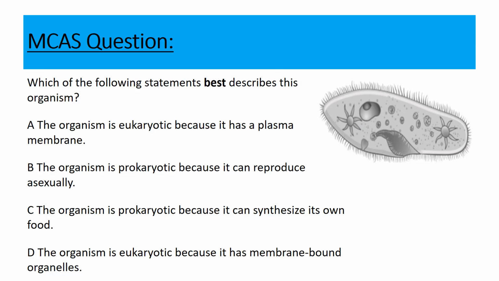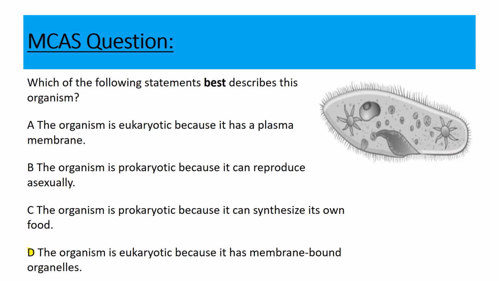Let's look at a few MCAS questions. Which of the following statements best describes this organism? A, the organism is eukaryotic because it has a plasma membrane. B, the organism is prokaryotic because it can reproduce asexually. C, the organism is prokaryotic because it can synthesize its own food. Or D, the organism is eukaryotic because it has membrane-bound organelles. And the answer is D.